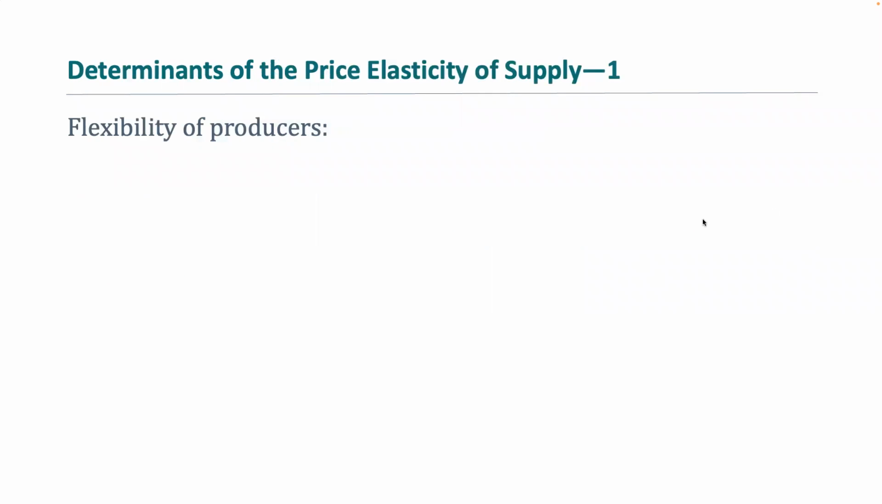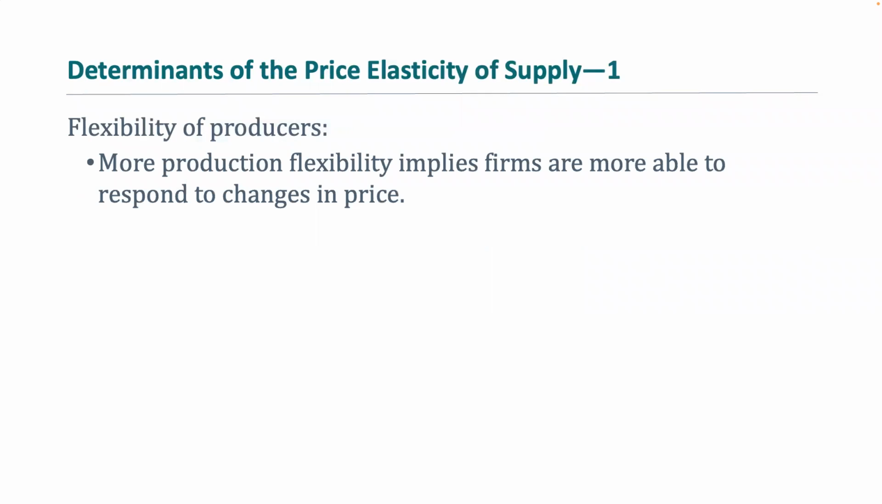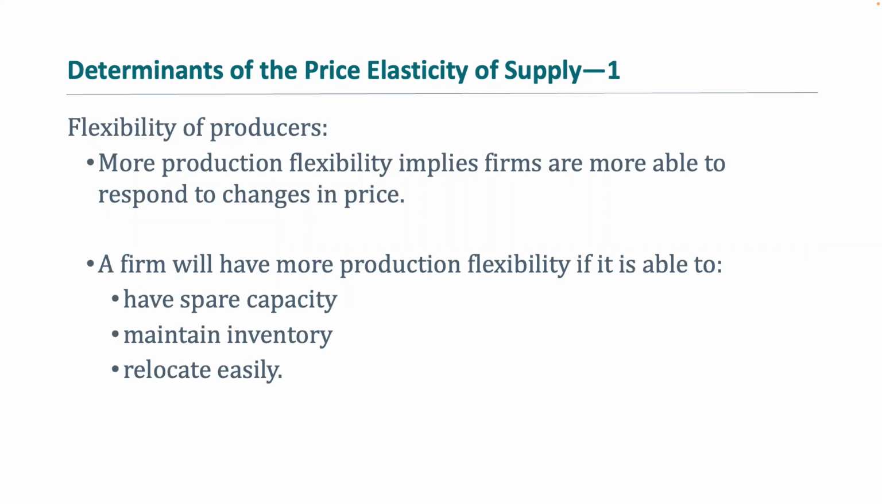So some determinants of price elasticity of supply are the flexibility of producers. More production flexibility will imply that firms are more able to respond when there are changes in price. And a firm is going to have a lot more production flexibility if they have spare capacity, maintain an inventory, and can relocate pretty easily.